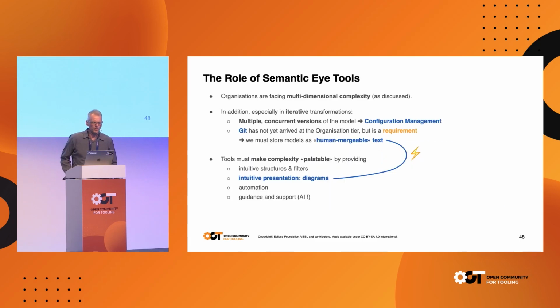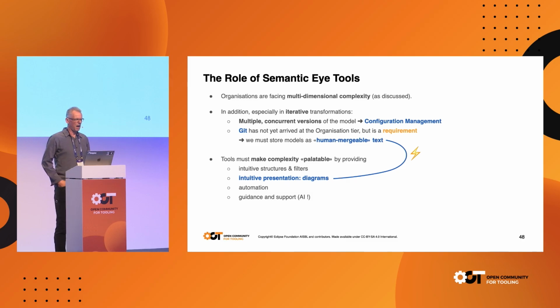So the role of the tooling that we have: organizations are facing really immense complexity, and we had a look at these many dimensions. In addition, there is one more, and that's configuration management. They are not used to having multiple versions of the same thing at the same time. Git has not arrived at those organizations yet, so they all do it by prefixing document names with dates and adding version comments at the end. So to me, it's compulsory that we store our models as human mergeable text.